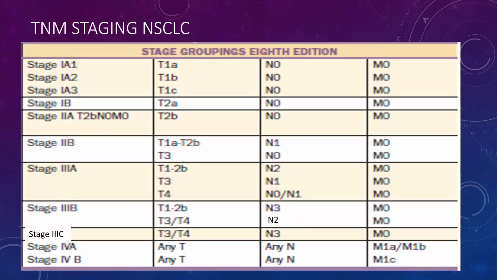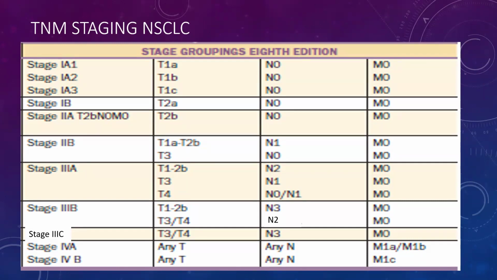Okay, so seen in your Harrison's is the stage grouping of your TNM staging based on the 8th edition. Stage 1A is a tumor that is T1, those that are less than 3 centimeters, with N0, no lymph node, and no metastasis. Those will fall under stage 1A. Stage 1B is a T2A tumor, N0, M0. Stage 2A is T2B, N0, M0.